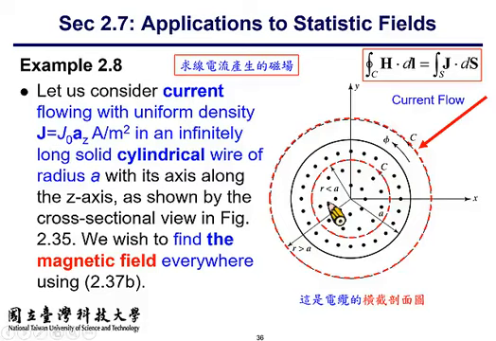So let's continue with the rest of chapter 2. For section 2.7, the application of static field, the very last example is example 2.8.